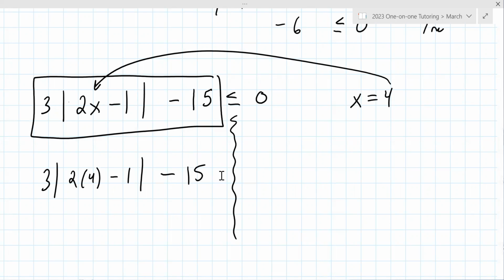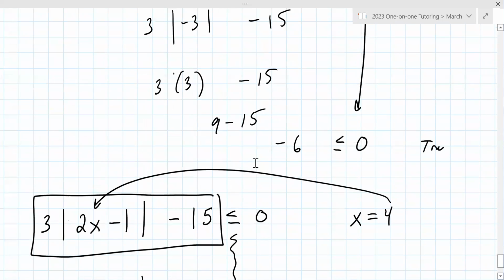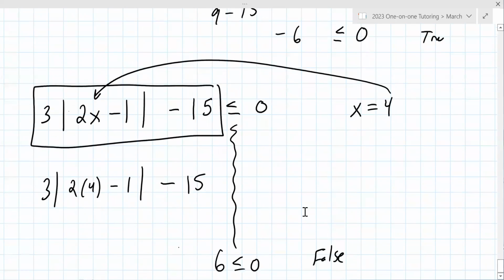Six. Okay, that is true. So is 6 less than or equal to 0? 6 is less than or equal to 0. 6 is less than 0. Wait, no. This is false. Yeah, that's false. And that's what we said. We said this is going to be false.